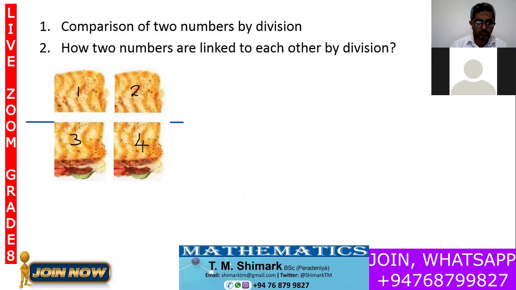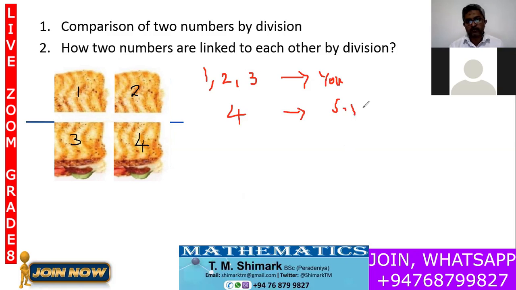Okay, let's say this is my square type of sandwich. I gave 1, 2, 3 parts to you, and only the fourth part I am giving to your sister, right? Now, if you ask me what the ratio is in which you divided that, or in fraction, how would you tell? What's your part and what's your sister's part in fraction? 3/4, right? Your sister has got 1/4 only.